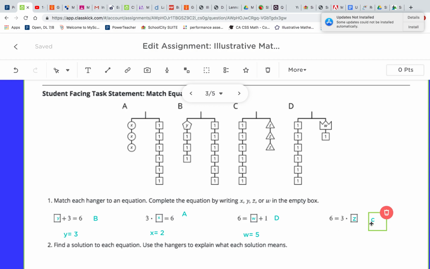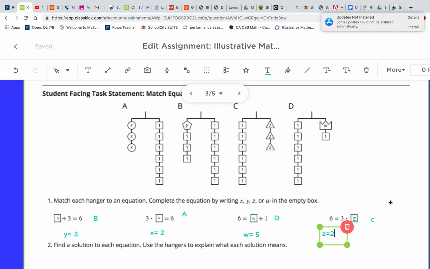And for the last one, this is hanger C. We have 6 on this side, and then we have 3 of these unknown amounts. But you put them together and they're going to have to equal 6. 6 equals 3 times what? Well, that what is 2. So for this one here, we're going to say that Z equals 2.